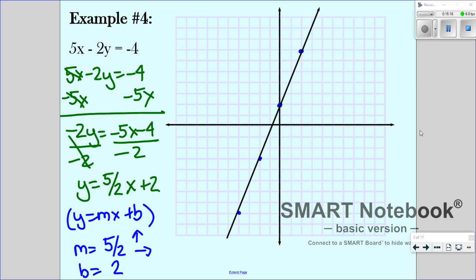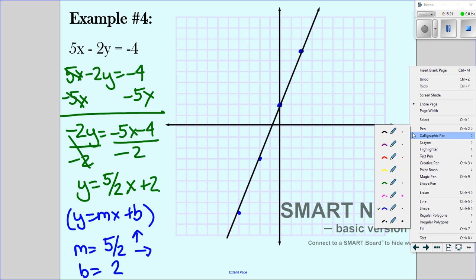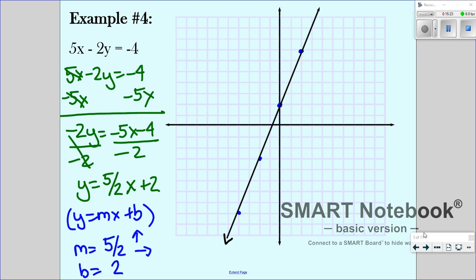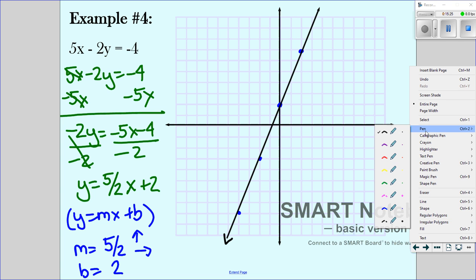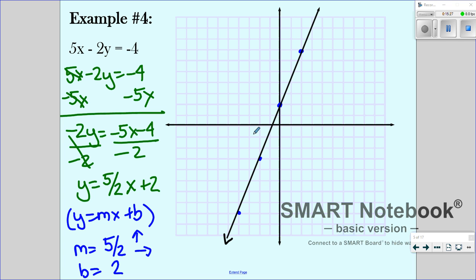I'm going to put the arrow on the other side of the line. And then I'm going to label it with the original, which was 5x minus 2y equals negative 4. And there you have it. Graphing an equation of a line from standard form, converted to slope-intercept form, and then graphing it by using your slope, m, and your y-intercept, which is b.